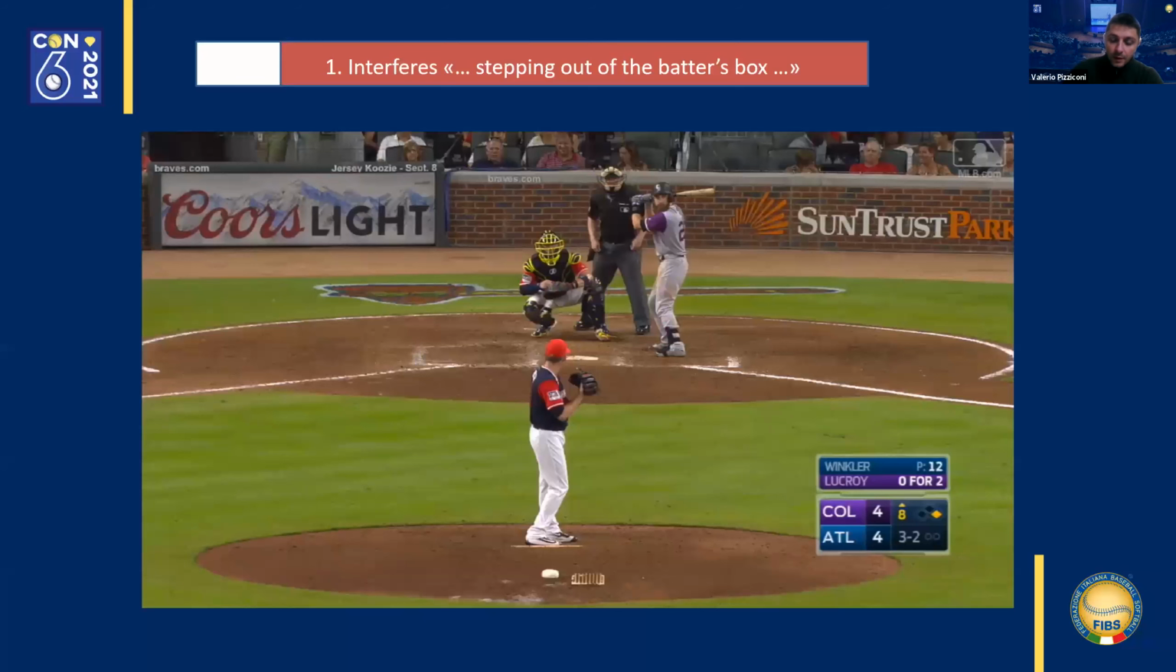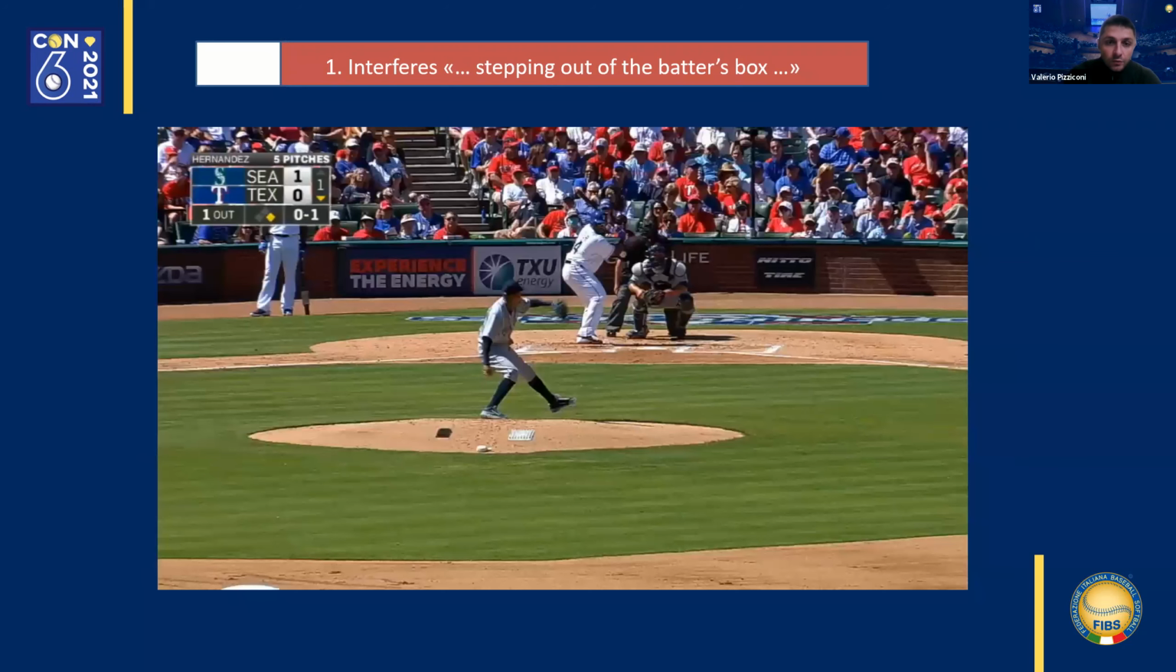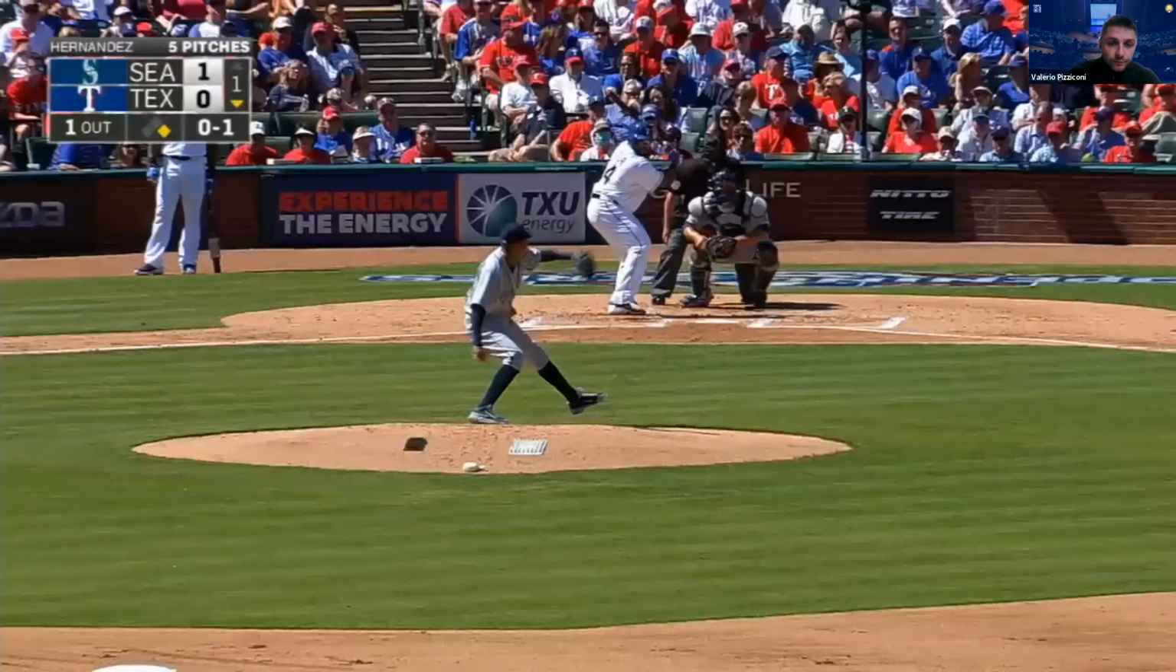How about that? In this case, there was not an intentional act of interference on the part of the hitter. However, since the hitter swung and obstructed the catcher in his attempt to throw out a potential base stealer, interference was called. Here is the final example of interference, again with a hitter leaving his box.